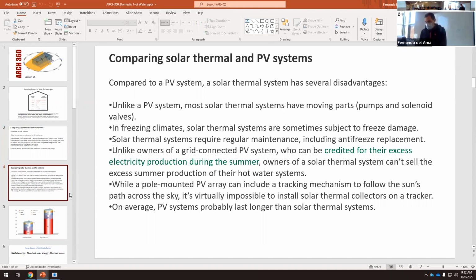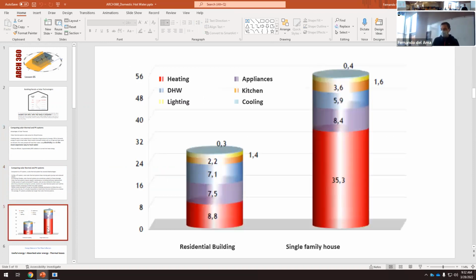And now this is also interesting. If we are talking about efficiency in buildings, and now we are talking about residential buildings, we're not talking about commercial buildings, but in residential buildings, the way of living matters. If we have a single family house, this is the amount of energy that we spend on heating.